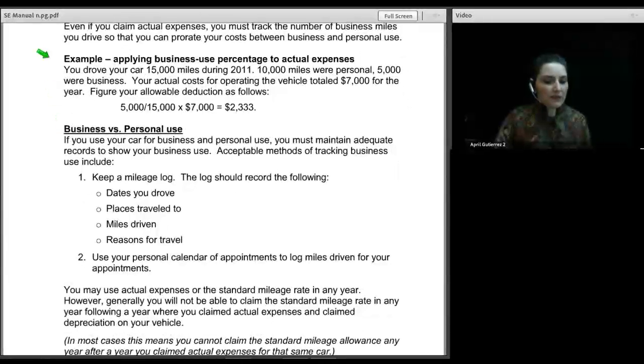And here's an example. You drove your car 15,000 miles during 2011. 10,000 were personal miles, 5,000 were for your business. Your actual cost of operating the vehicle totaled $7,000 for the year. You will figure the allowable deduction to enter on line 9 of Schedule C as follows. You will take the total business miles driven, divide that by the total miles driven of 15,000, and then multiply that total by the cost of operating the car. And the amount that you would enter on line 9 would therefore be $2,333.